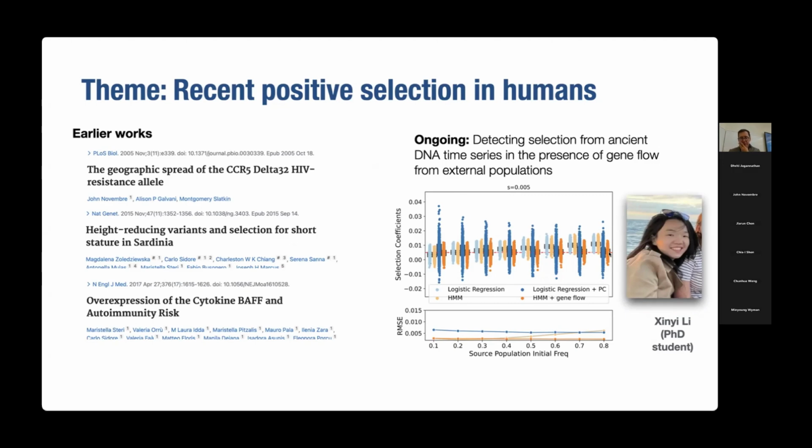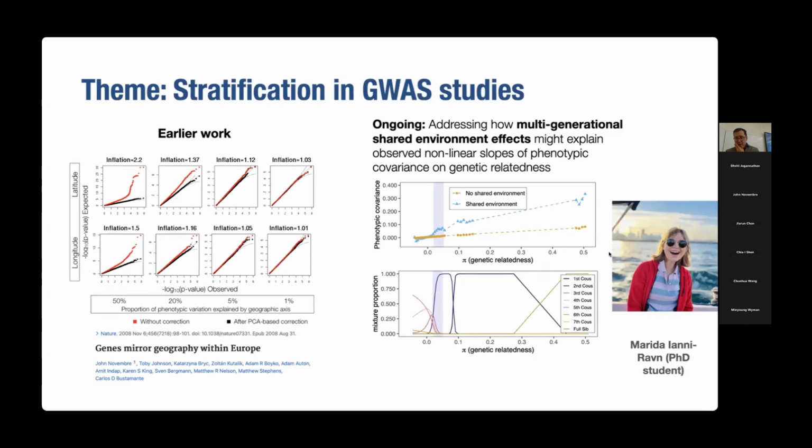Okay, so those are a lot of themes of things that you may have seen come out of my lab, but giving you a bit of the latest. This is a rather new area, at least in the direction we're going. So we get stratification in GWAS studies. There's been a little bit of this in my past, in the "Genes Mirror Geography within Europe" paper. We looked at how phenotypes that vary by longitude and latitude lead to inflation of GWAS.